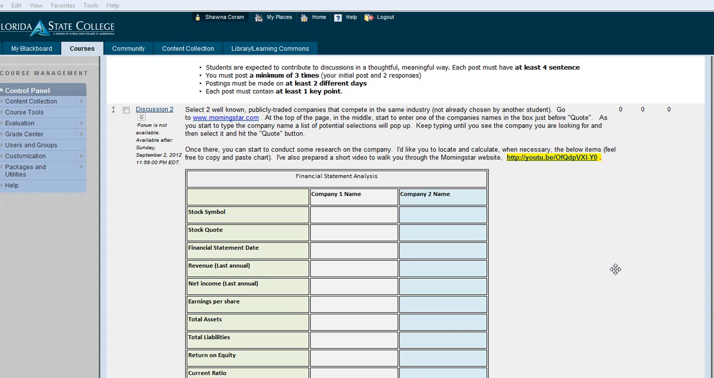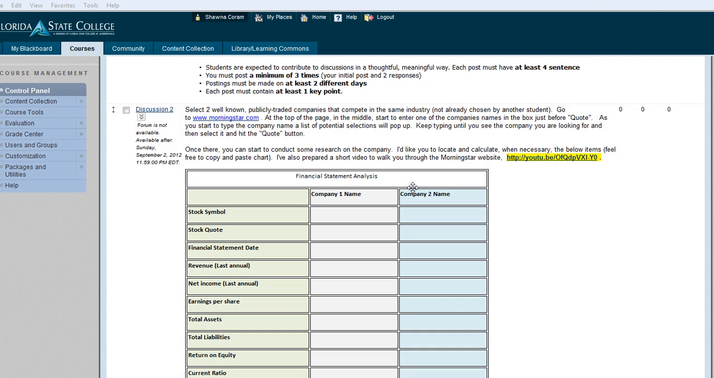Hi everyone, I wanted to walk you through this discussion board posting real quickly to get you all on the same page as we start analyzing these financial statements. This assignment is broken up into 4 different discussion boards, so we're going to build as you learn more and more information throughout the course.